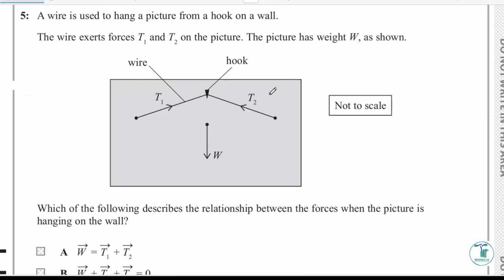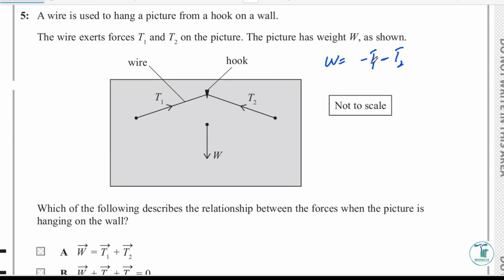Now, a wire is hung from a hook on a wall. The wire exerts T1 and T2 on the picture, and you need to describe the relationship between the forces. So the weight must be equal to negative T1, negative T2. Weight is acting downwards and T1 and T2 are acting upwards. That is why I'm taking their negative signs into consideration.